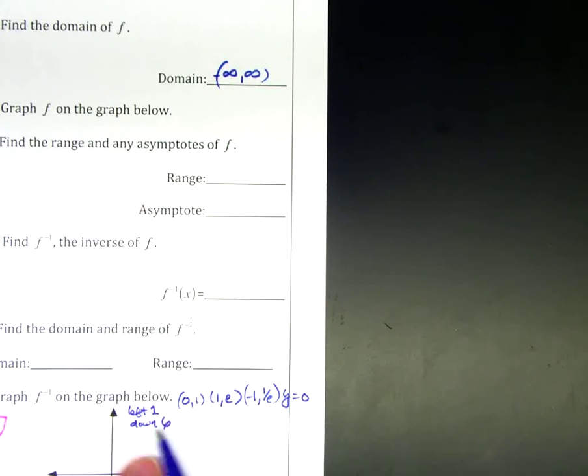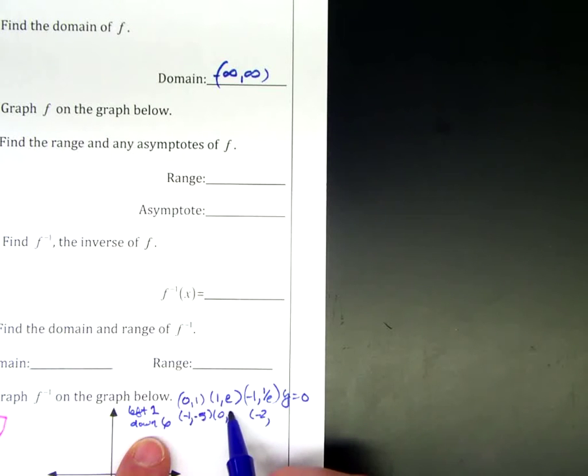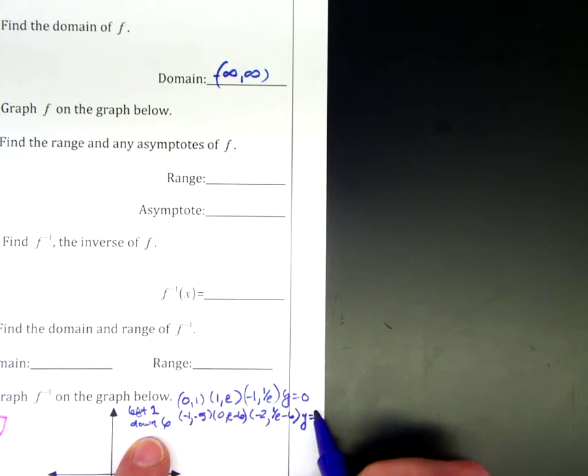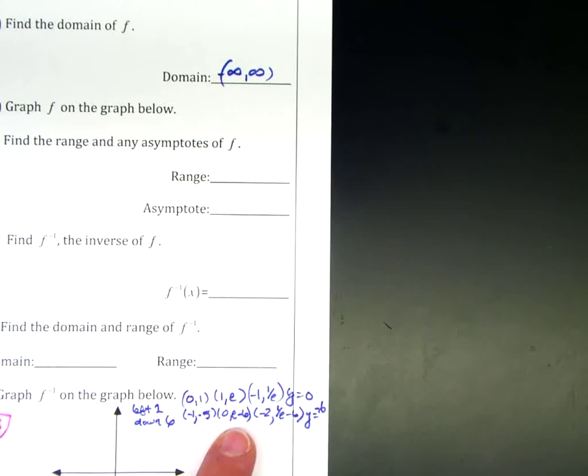Left 1, we can do this all in one step because this is going to change x, this is going to change y, so I'm going to do it all in one. So the left 1 changes the x, so we're going to subtract 1 from every x. And then the down 6 is going to subtract 6 from every y. So 1 minus 6 is -5. I'm just going to put e minus 6 here, and then 1 over e minus 6 here, and then y equals -6.